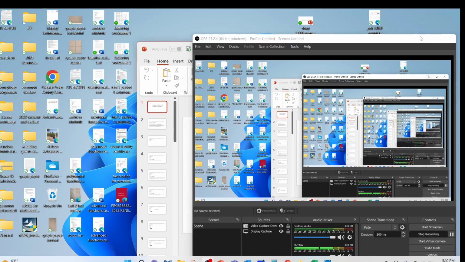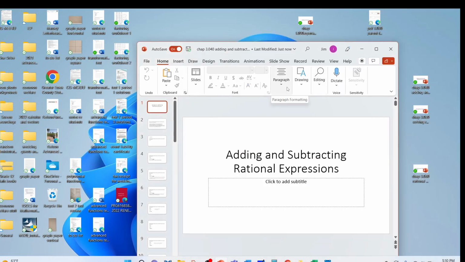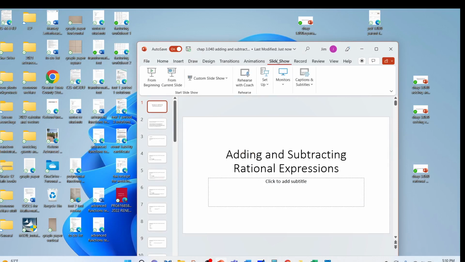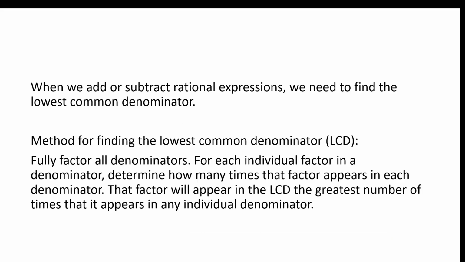In this video, we're going to talk about adding and subtracting rational expressions. When we add or subtract rational expressions, we need to find the lowest common denominator. Let's talk about the method for finding the lowest common denominator.